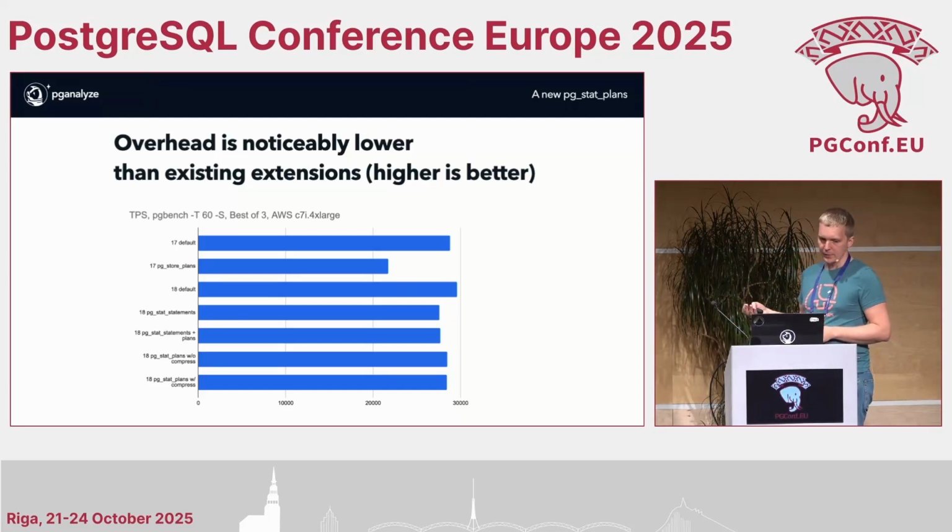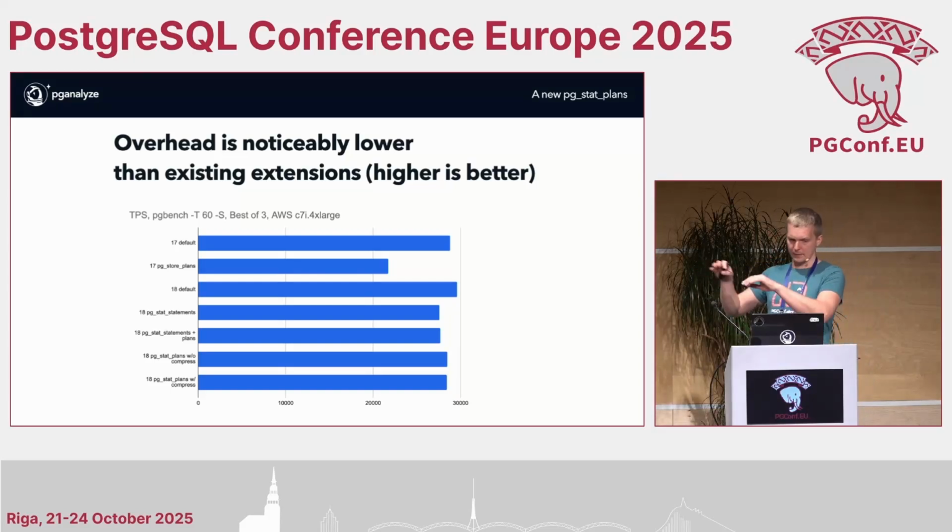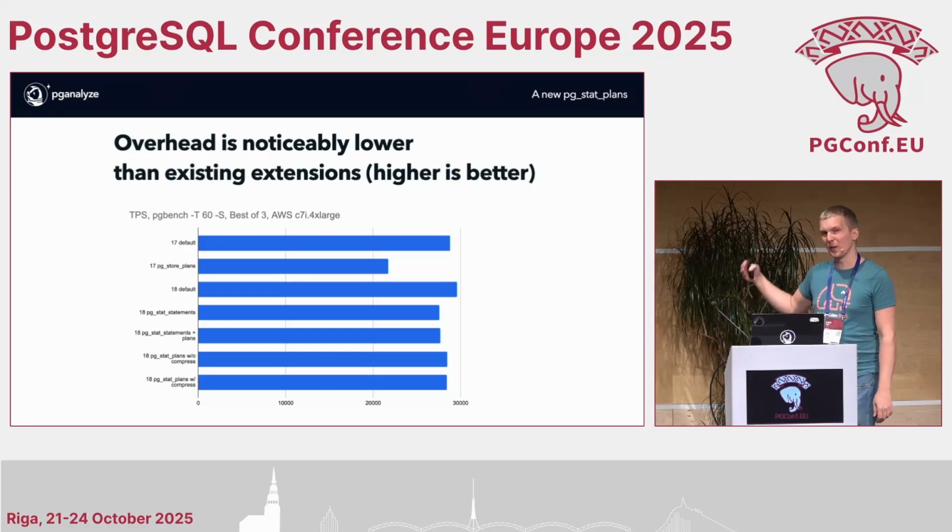It's a little bit hard to read here, but basically what we're seeing is a benchmark on a sizable AWS instance, testing pgbench. It's comparing Postgres 17 with pg_store_plans, Postgres 18, Postgres 18 with pg_stat_statements, and Postgres 18 with pg_stat_statements and pg_stat_plans. More is better, right? And it's a very simple workload.